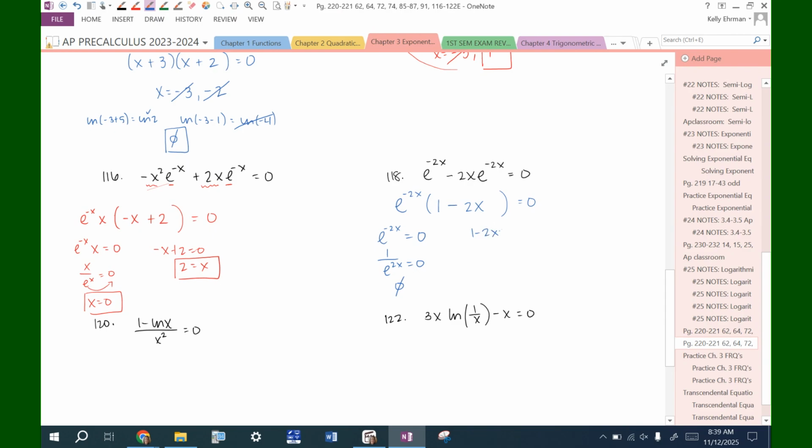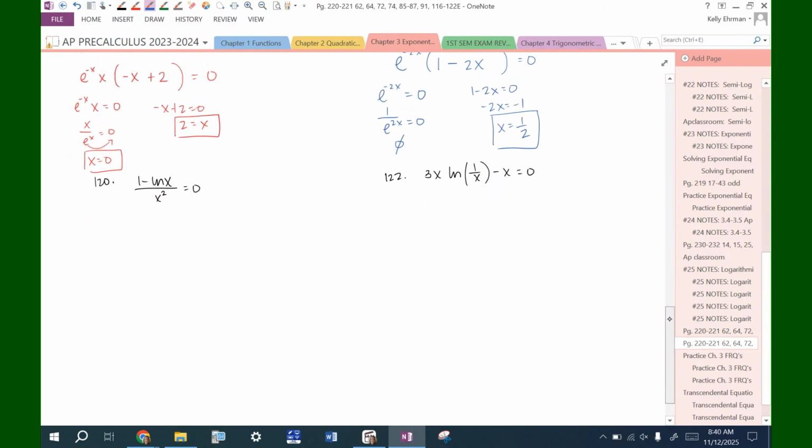If 1 minus 2x equals 0, then negative 2x equals negative 1, x equals positive 1/2. And again, I don't even have to check that answer for it to be extraneous. There are no extraneous solutions in exponential equations.